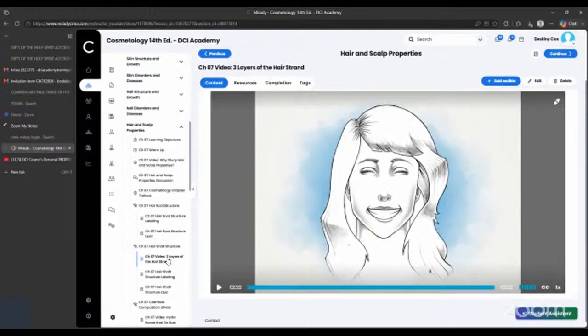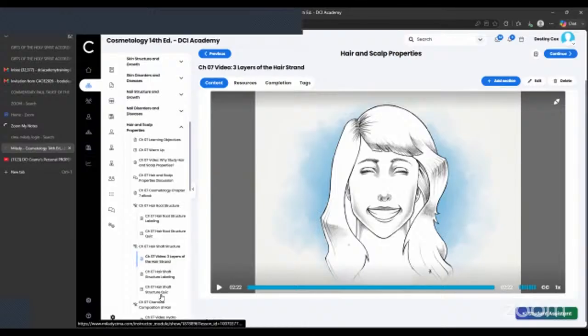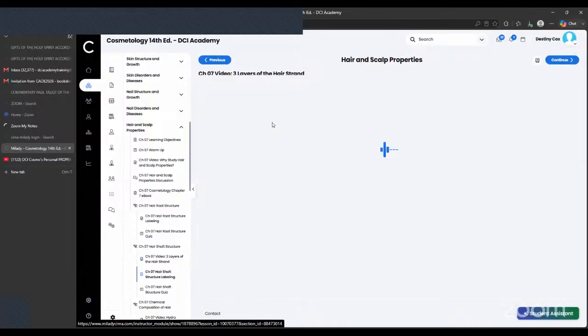That's what we got going on. I absolutely love it. Let's look at hair structure labeling. Let's go into this.